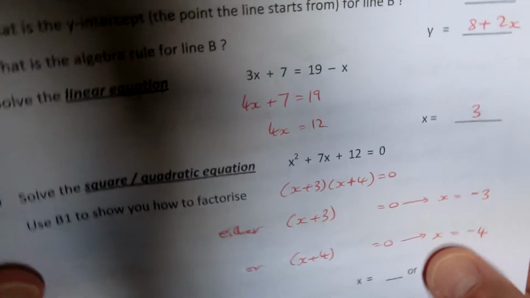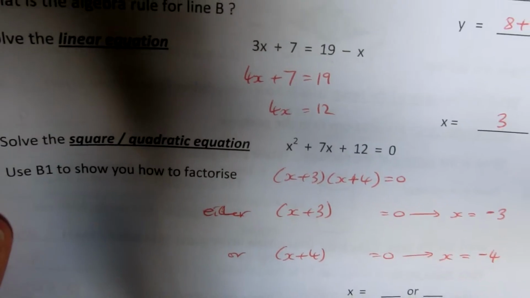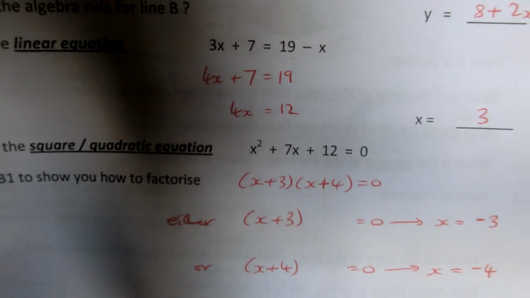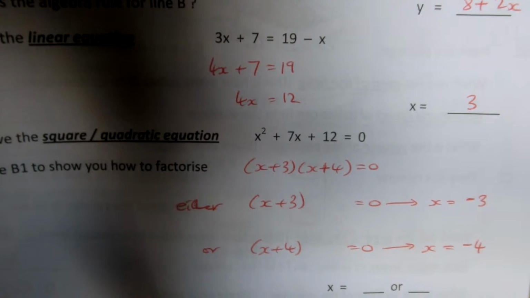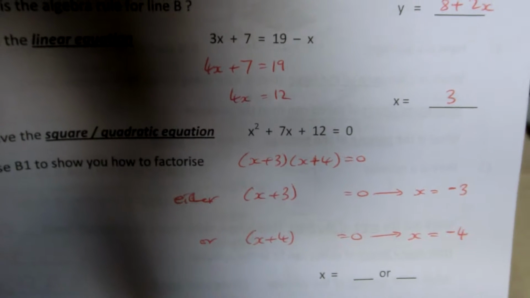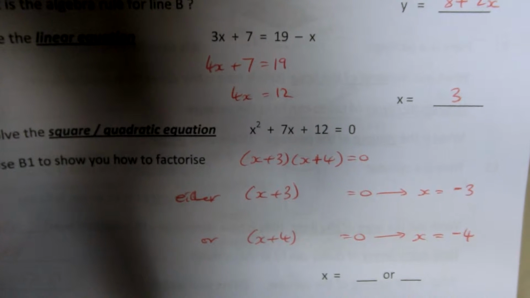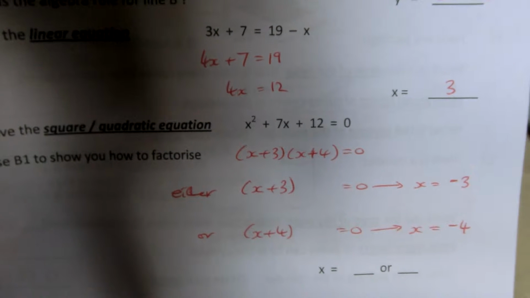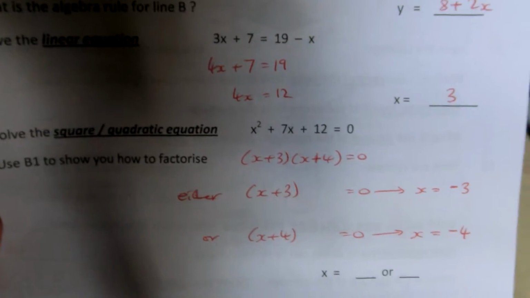To solve in B10, to solve the square equation, the first thing you must do is factorize the left-hand side. So rewrite it as x add 3, x add 4. And then, if you've got something times something equals 0, either the first thing must be 0 or the second thing. So either x add 3 equals 0, which means the only value of x that can make that true is negative 3, or x add 4 is 0, which means x is negative 4. So we have two solutions, x is negative 3 and x is negative 4.